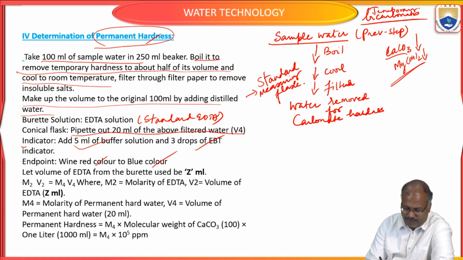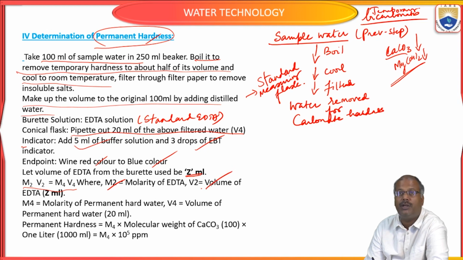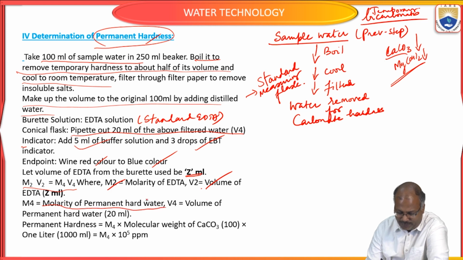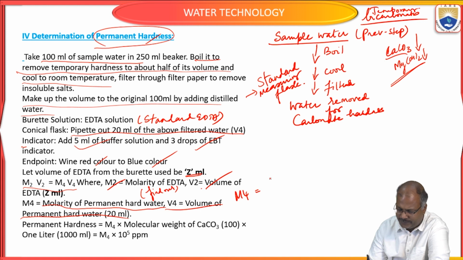Okay. So now let the volume of EDTA consumed from the burette be X mL. Now M2V2 is equal to M4V4. M2 is the molarity of EDTA, which is known. V2 is the volume of EDTA from this titration. M4 is the molarity of permanent hard water, which we have to find out from this step. V4 is 20 mL, which we are taking. So whatever we get, M4 is the strength of permanent hardness.